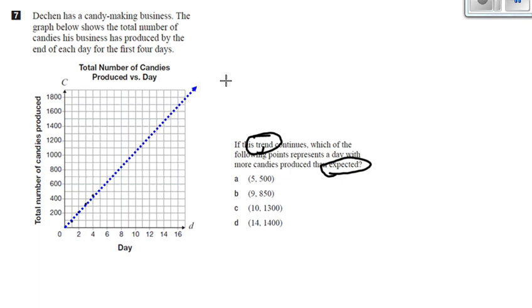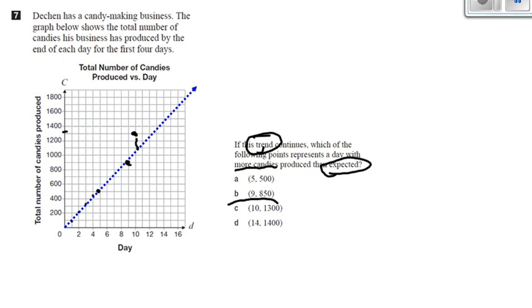So I would say that that is a pretty decent line of best fit. And again, what that does is it shows us the trend. So the point 5, 500 is right here, and that's perfectly fitting with the trend. So it's not more candies, it's the exact number of candies. What about the point 9, 850? Well, the point 9, 850 is right about here, which is either on the line or below it, so definitely not more candies. The point 10, 1300, oh, here's the point 10, 1300. That's not on the line, it's above the line. And if it's above the line, it means I made too many candies.